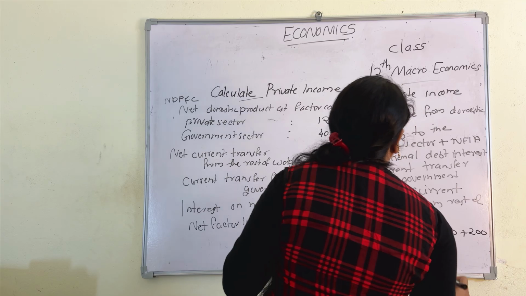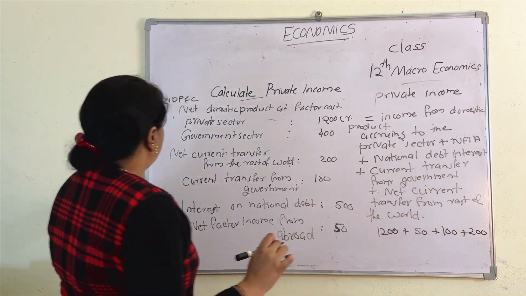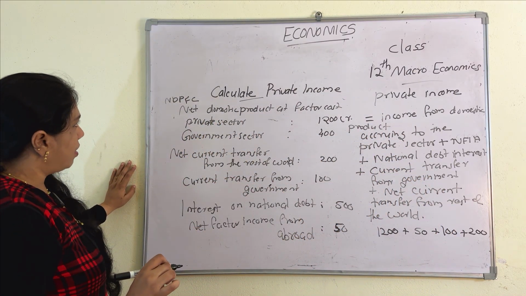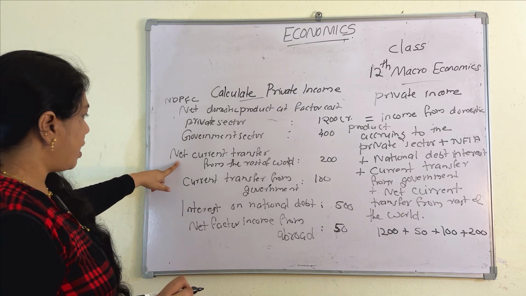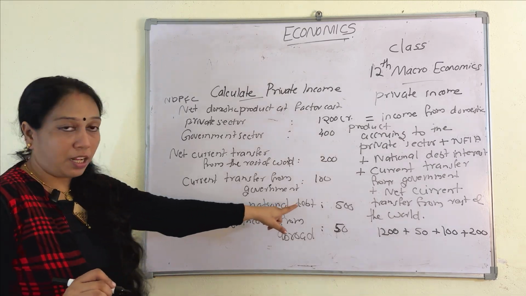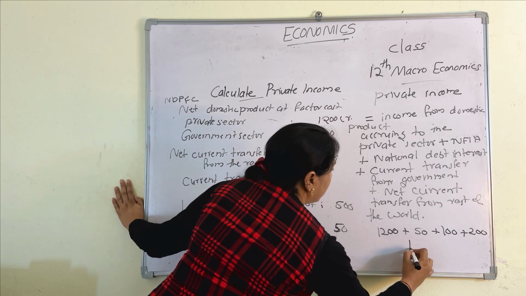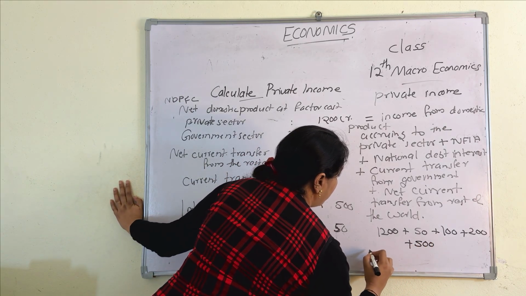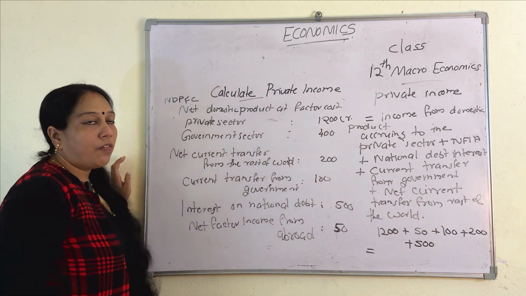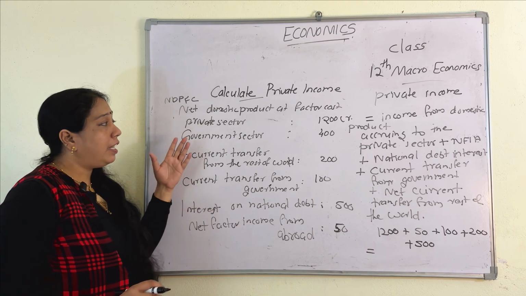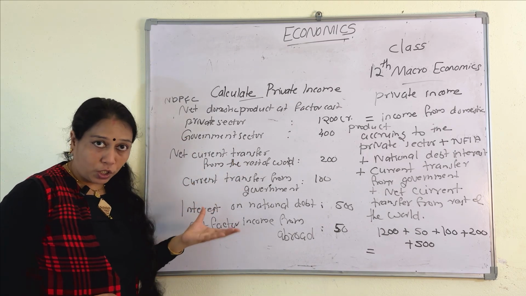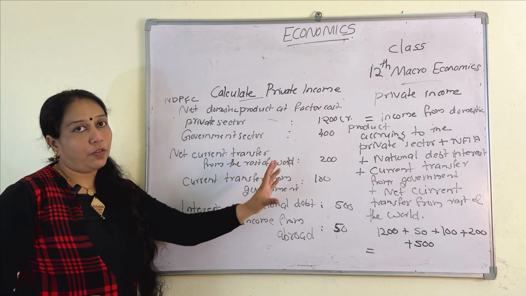Then anything left? National debt interest. You have to see the interest on national debt, that is 500 crore. Okay, you have to add this. Whatever data is available, the government sector you have to exclude. Then you have to apply the formula.